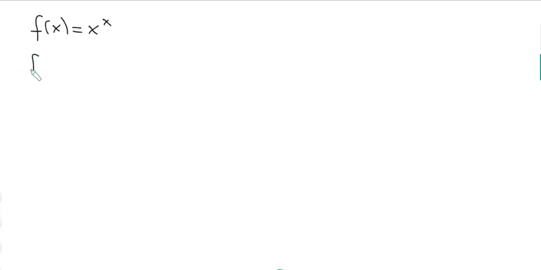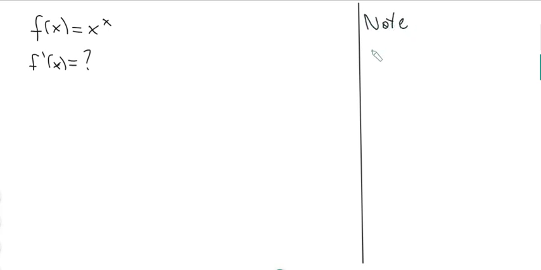So let's compute the derivative of this function. Well, in order to compute this derivative, first I need to write a note. First, note that for any real number a, I can write a as the exponential of the logarithm of a. That's because the exponential and the logarithm are inverse functions of each other, so they cancel out.